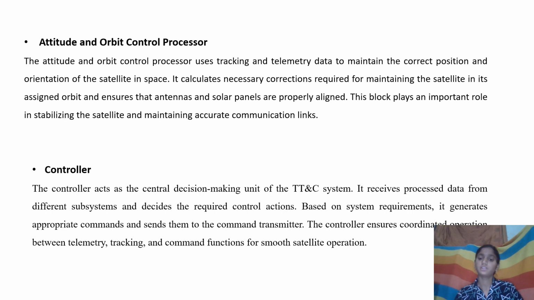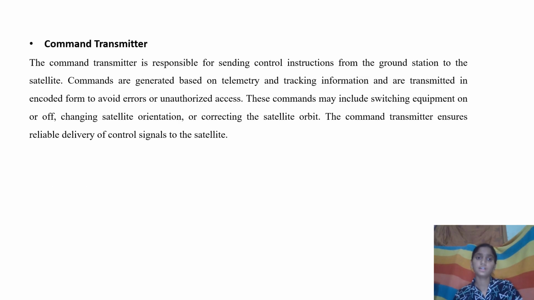How to control it? By using some techniques. We see the controller: this attitude control process produces some instructions for correcting the errors in the satellite. Then those instructions are converted into commands by the controller and sent to the command transmitter. This transmitter sends the commands to the satellite.